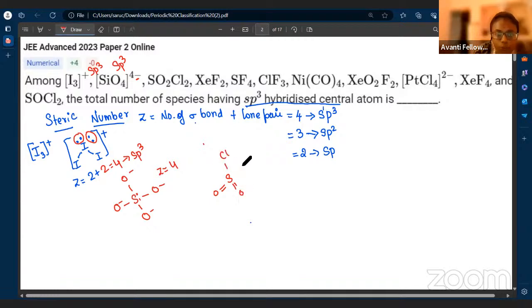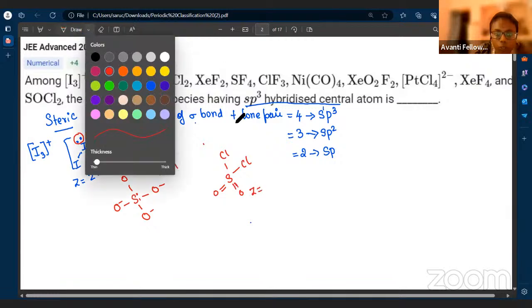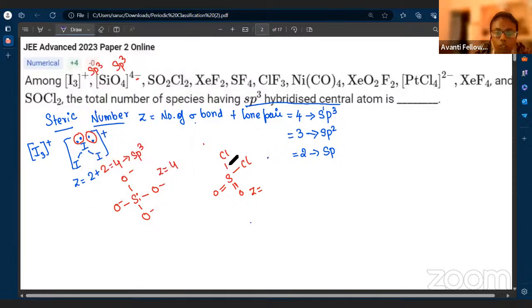SO2Cl2. Okay, so what is the steric number here? You have to count only the sigma bonds. So you have 1, 2, 3, and 4. These two are pi bonds. So therefore we have 4. So this is also going to show sp3 hybridization.